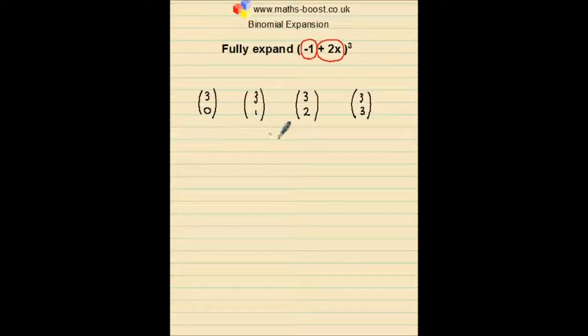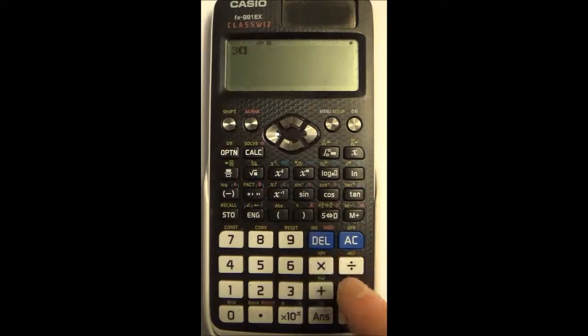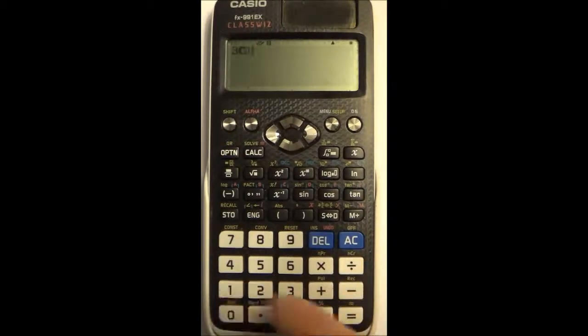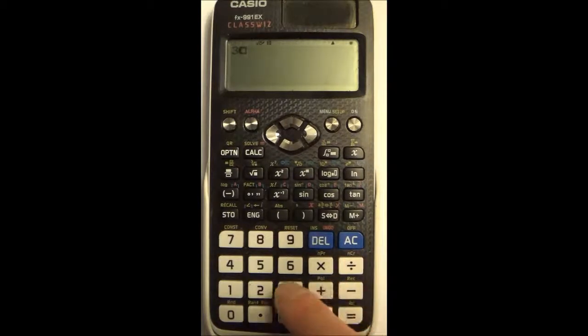Now, to find the actual value of these combinations, you can simply use the NCR button on your calculator. So I'll press 3, Shift to get the NCR, 0. Find the value of that is 1. 3 NCR 1, the value of that is 3. 3 NCR 2, the value of that is also 3. And 3 NCR 3, the value of that is 1.